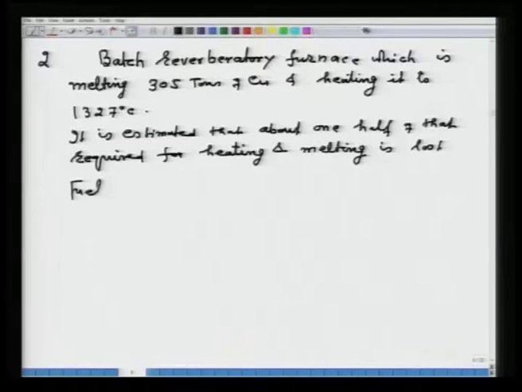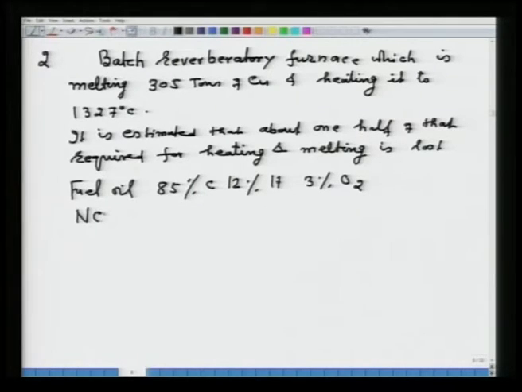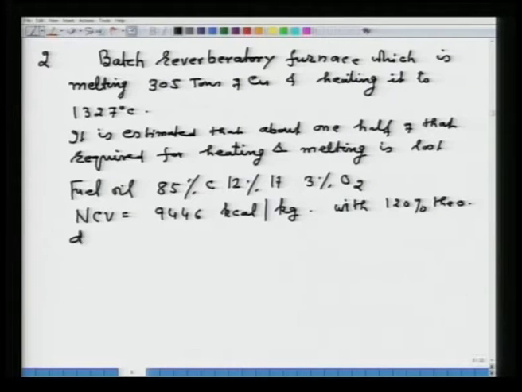Fuel oil is used, whose composition is 85% carbon, 12% hydrogen and 3% oxygen. Its NCV is equal to 9446 kilocalorie per kg, burnt with 120% theoretical dry air.